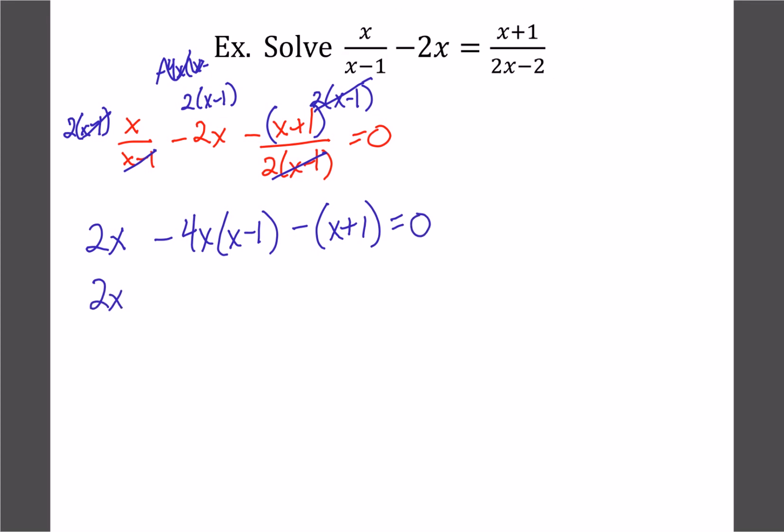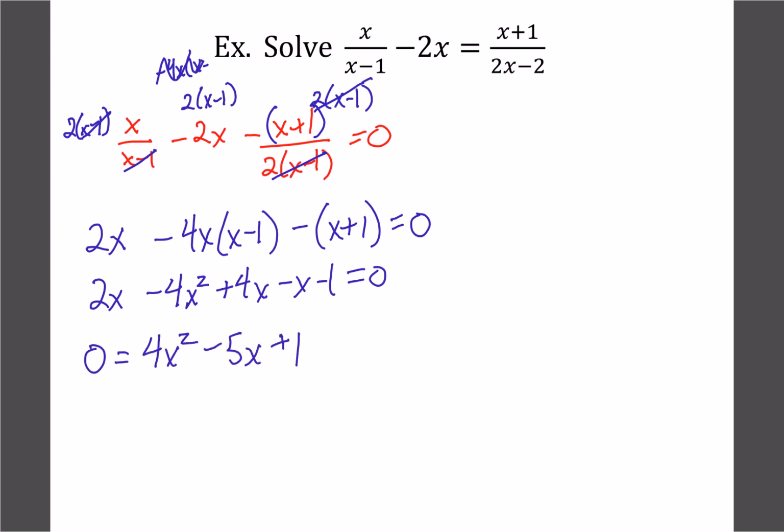So now when we FOIL it all out, we get 2x minus 4x squared plus 4x minus x minus 1. Let's do all of our like terms. And we got a minus 4x squared. So let's actually bring everything to the other side. Okay, so simplify, bring everything to the other side. So the minus 4x squared will be plus 4x squared on the other side. We get a 4 plus 2 is 6, minus 1 would be 5, bring it to the other side would be minus 5, bring the 1 to the other side, just gives us positive numbers to factor.